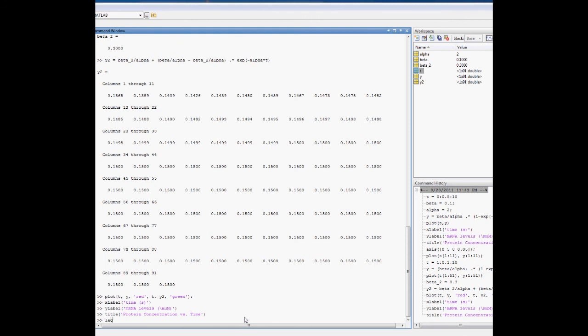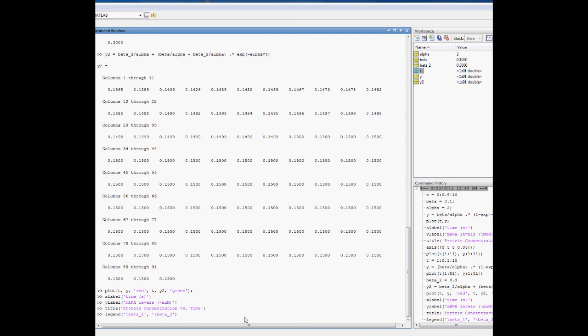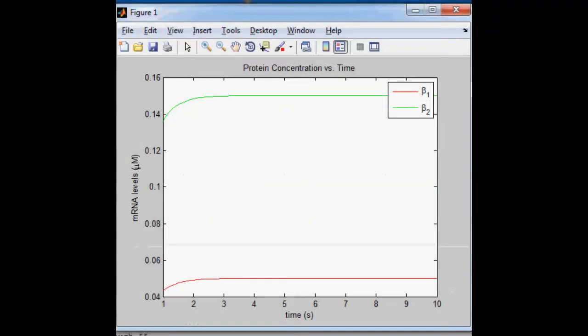We can also add a legend with legend 'beta 1' and 'beta 2' to show that red is production rate 1 and green is production rate 2. Note that the order you give the labels should be the same order you gave the plot function.